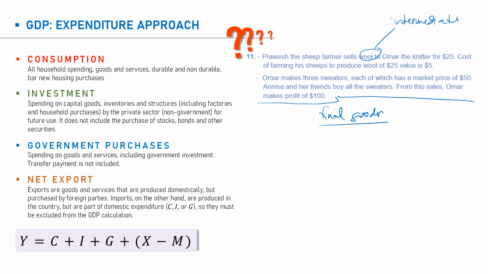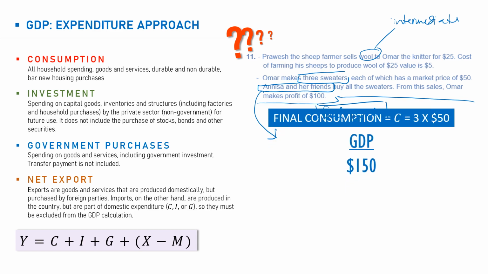All right. And what we have now is the sweaters produced by Omar. And we can easily observe that the 3 sweaters are sold to Anissa and her friends. So now we have this spending made by Anissa and her friends for 3 sweaters. For sure, the 3 sweaters are final goods. Okay, and Anissa and her friends make the consumption. In order to find the GDP is quite simple. We just have to multiply the 3 sweaters bought by Anissa and her friends with the value of each sweater. All right, so the GDP is $150.